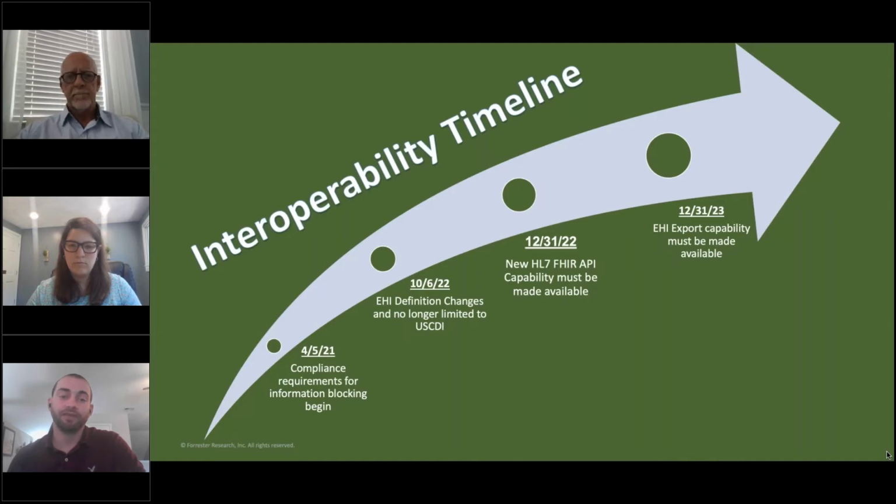This was done to help give health IT companies some extra time to comply and make the changes necessary to the systems that they already have in place. Now, the EHI included in these health records is going to change on October 6th of this year, which is just a few months away.